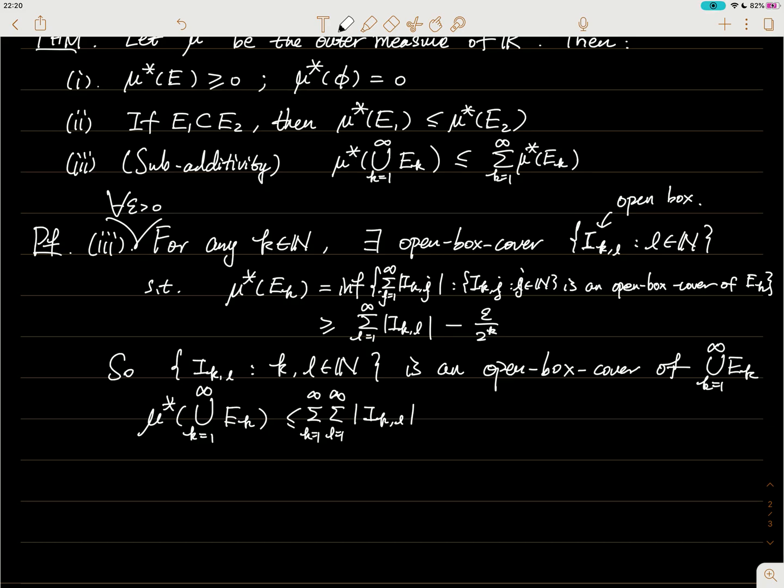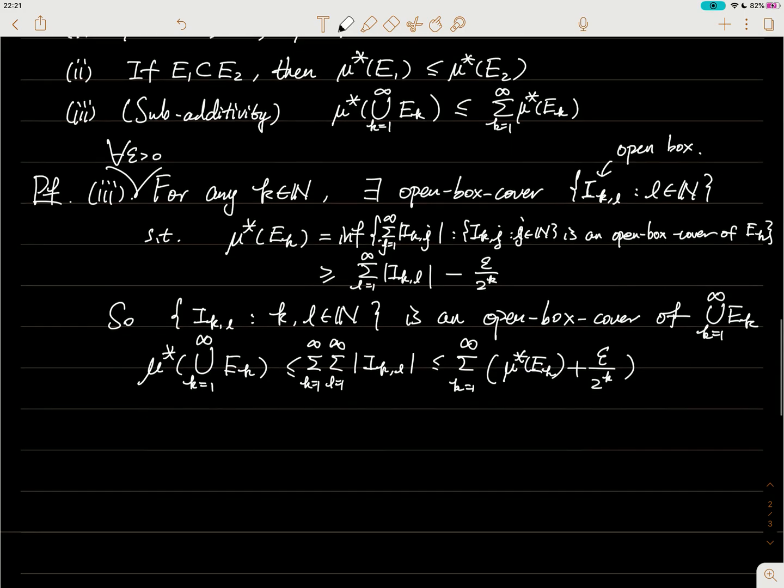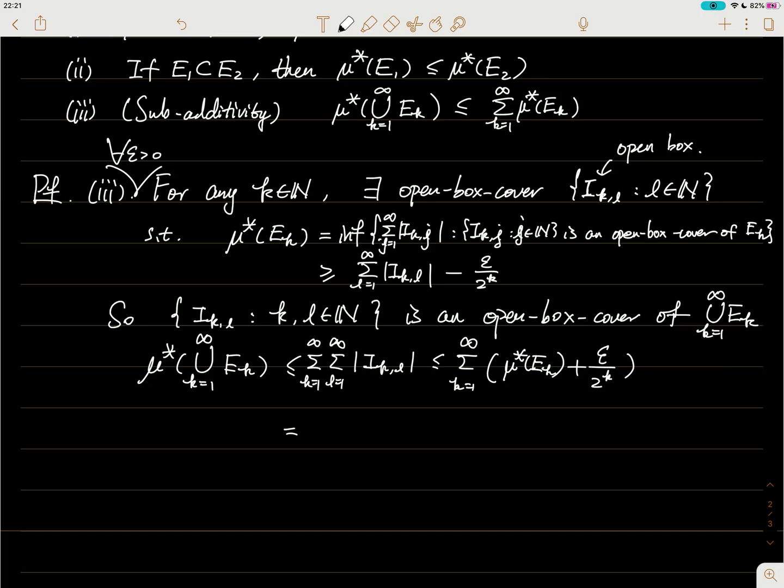And remember that for each one of them, it is less than or equal to the mu star of E_k plus epsilon over 2^k. Because this is the same as what I just circled, and it is less than or equal to this plus this. So that's why I have this less than or equal to the sum over k from 1 to infinity of mu star of E_k plus epsilon over 2^k. Now you can see I collected the mu star of E_k, which is what I really want on the right hand side. And I also have the sum over k of epsilon over 2^k, but this is just equal to epsilon.